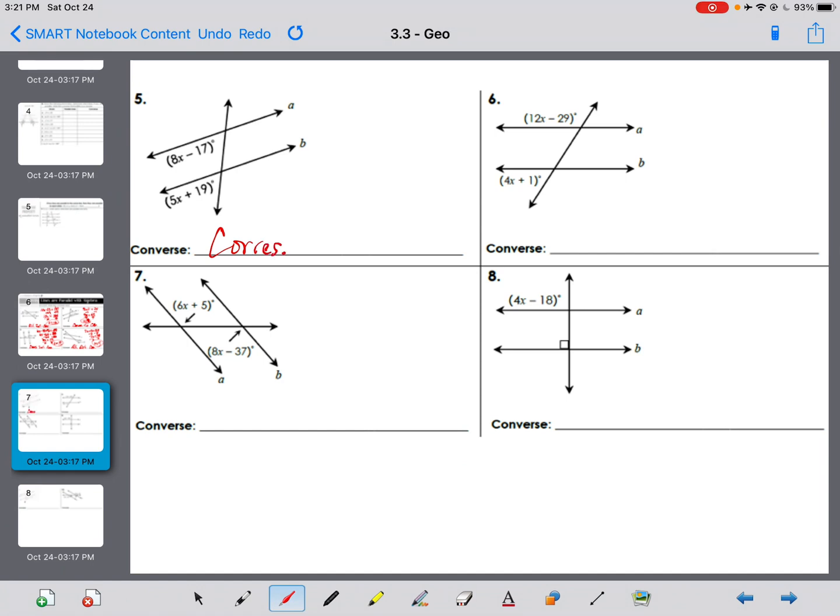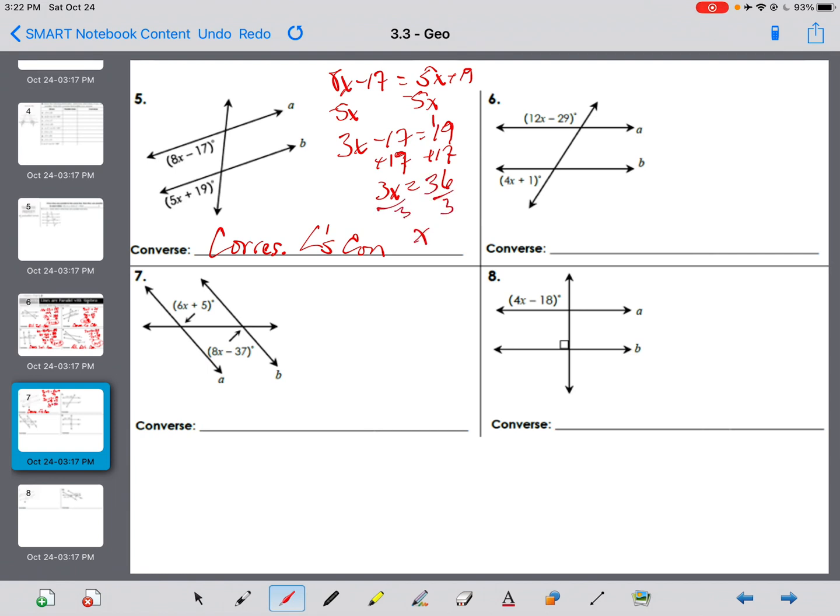Number 5 are corresponding angles converse. And so 8x minus 17 equals 5x plus 19. I'm going to move the 5x first. You might have moved the 17 first. That's okay. It's all going to come out in the wash. I'm going to add 17. So 3x equals 36, divided by 3. So x equals 12.